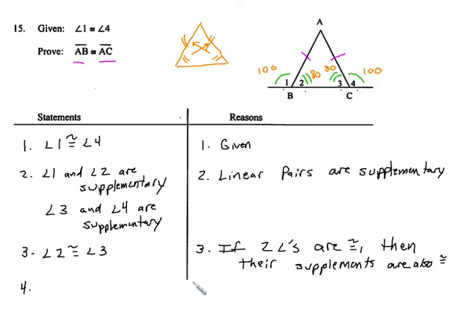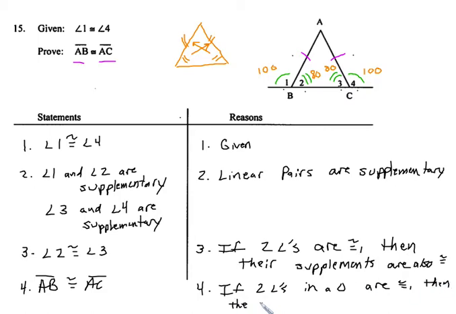Well, once I had that, we were able to say these two sides of AB and AC are opposite those angles. So AB has to be congruent to AC because if two angles in a triangle are congruent, then the sides opposite those angles are also congruent.